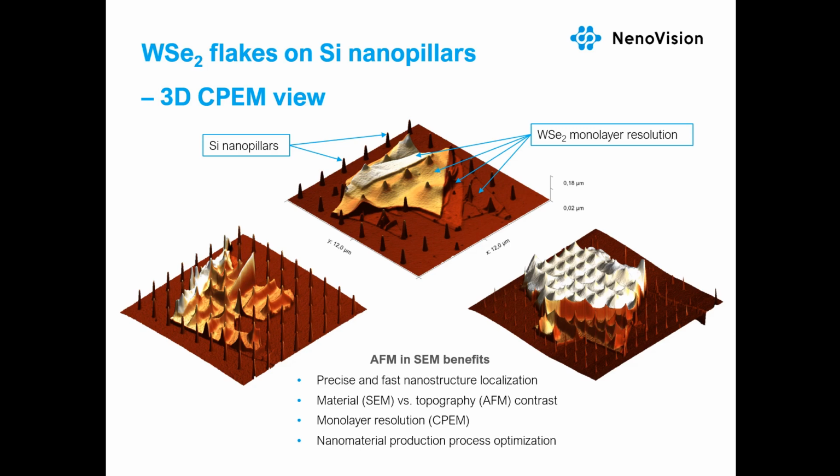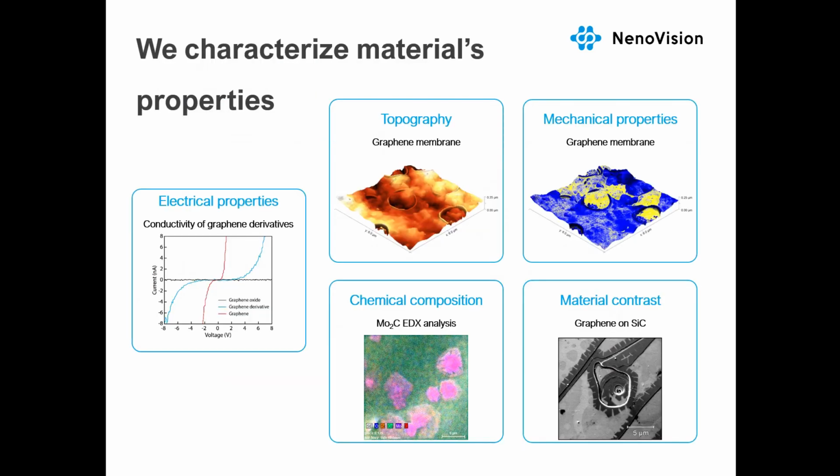AFM in SEM approach provides multimodal imaging of both chemical and physical information in high resolution. The combined systems enable local correlation of material properties with chemical makeup, making fundamental questions of how chemistry and structure drive functionality of 2D materials.